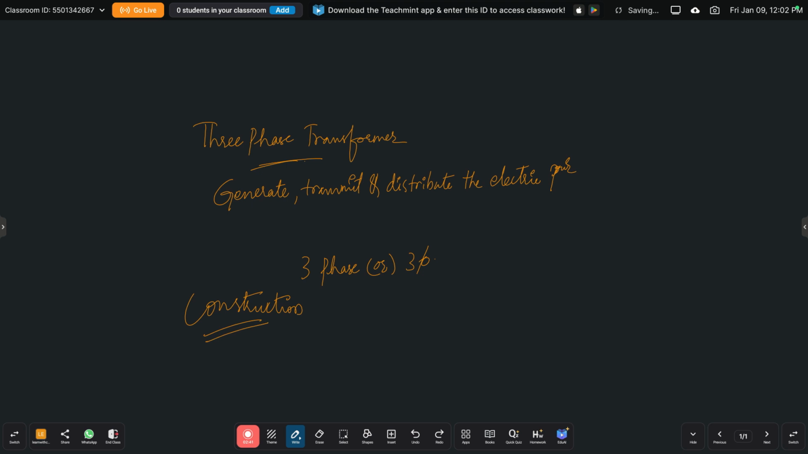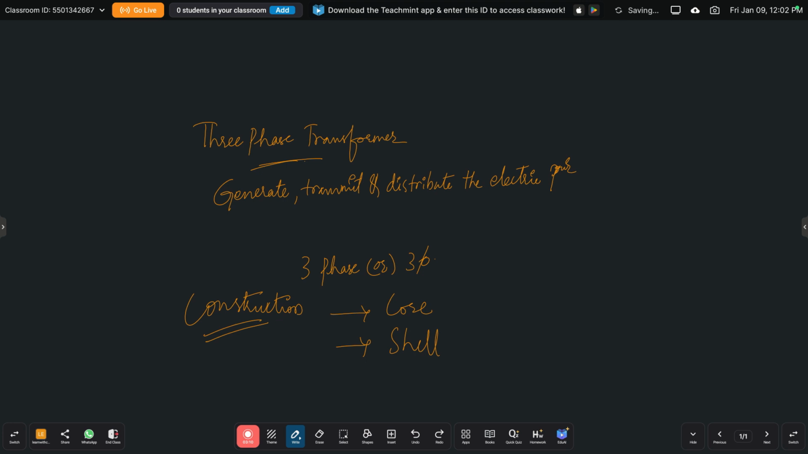Now the construction of a three-phase transformer. A single unit is used widely because it is lighter, cheaper and occupies less space than the bank of three single-phase transformers. These three-phase transformer constructions are of two types: the core type, which we already discussed in the single-phase transformer, and the shell type. The same way, we are going to represent the core type and shell type.